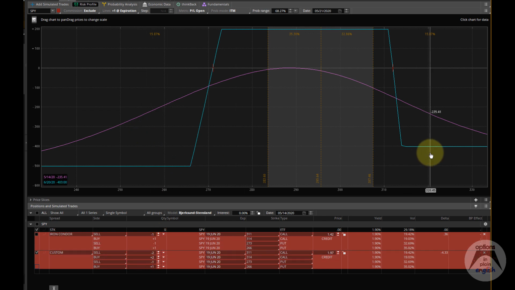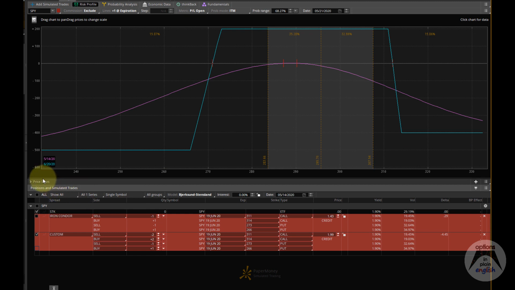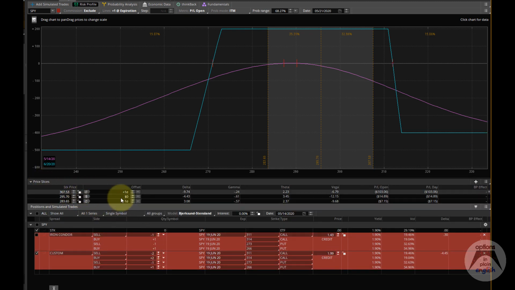And as you can see, now it's a little bit more balanced because the max loss is still here on the put side, but at least we're going a little bit further with our call side, and we're collecting an additional amount for an additional call spread that we're selling on the upside. Now, if we look at the Greeks, we're going to open these up right here.